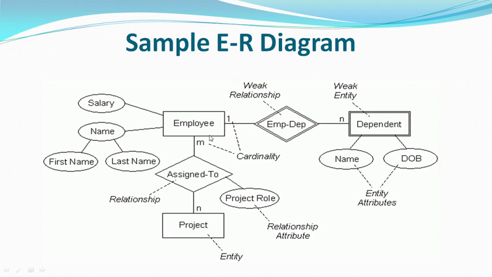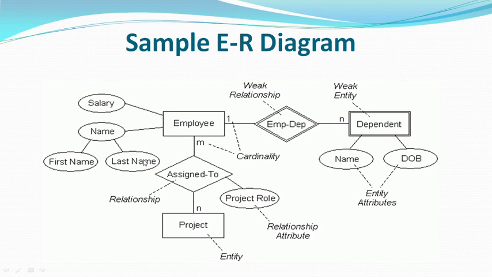Cardinalities. See here, many employees are assigned to many projects. Assigned to is a relationship, and project is the entity. Project role is the relationship attribute. Here dependent has the attributes name and date of birth, and employee has the attribute salary. Name is composite, so it is divided into first name and last name.